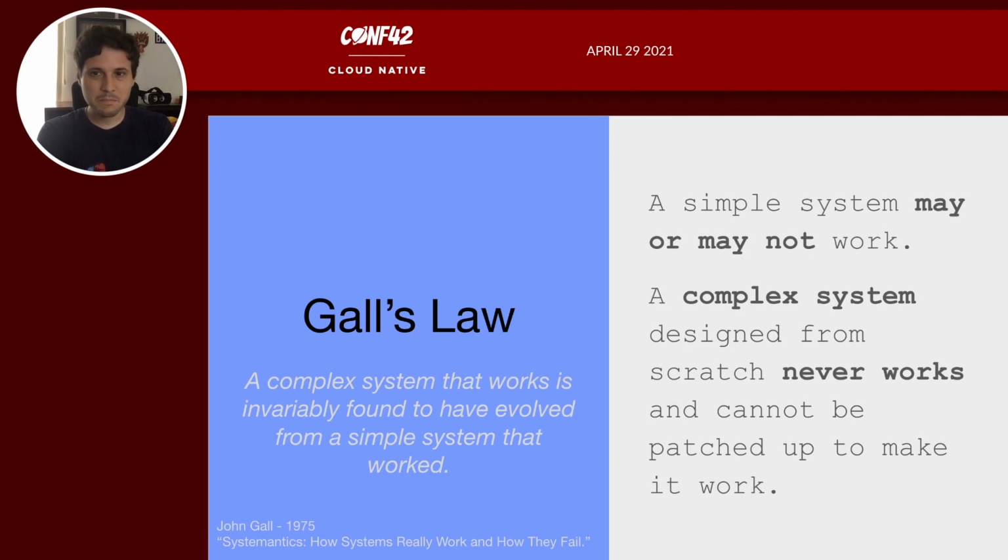So summing up, if you have to take something from this conversation, it is that Gall's law works. A simple system may or may not work, but a complex system designed from scratch never works and cannot be patched up to make it work. A complex system that works is invariably found to have evolved from a simple system that worked. And if you're facing a complex problem, start small, start simple. That's the way to go.